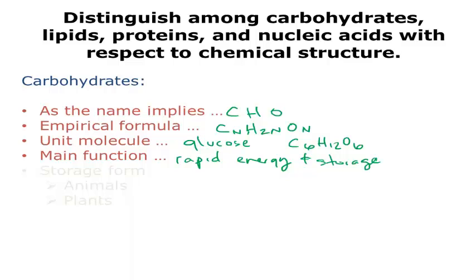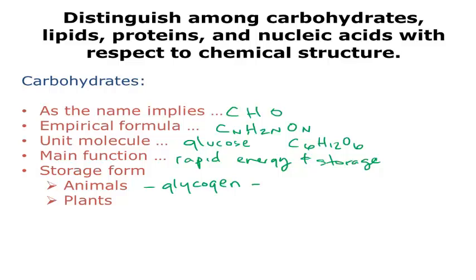The storage form in animals would be a molecule called glycogen, which of course is going to confuse a few people, glycogen, glucose. But glycogen is just a storage molecule of glucose in animal cells. It's stored in the liver, and whenever you need to have glucose readily available again for quick energy, that glycogen can be broken back down into glucose.